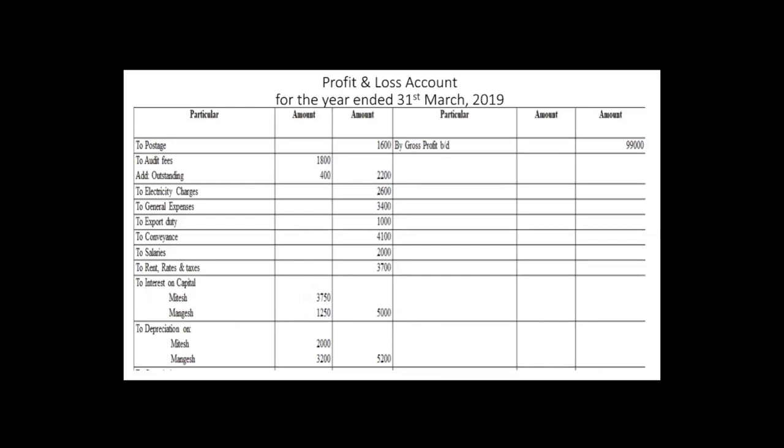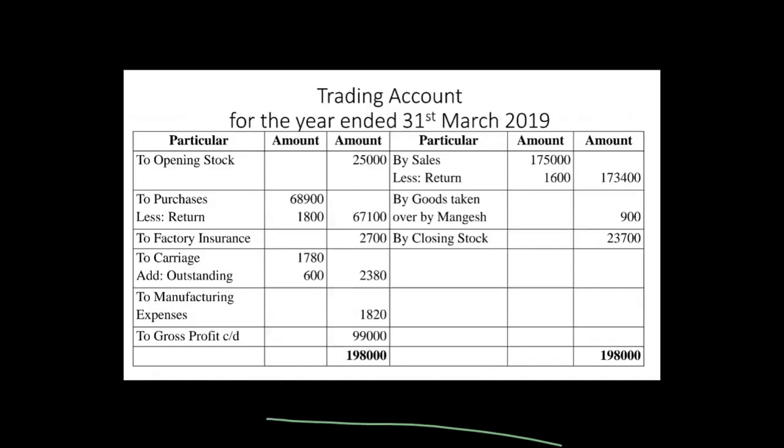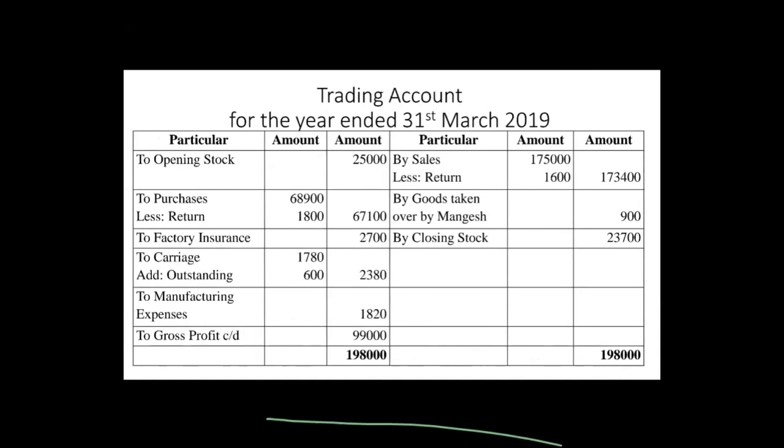Then the next adjustment is goods of 900 were taken by Mangesh for his personal use. Okay, goods taken. What has Mangesh done with the goods? Mangesh has taken goods, which is of rupees 900. Okay, so whenever a partner takes away the goods, from where will he take them? He will take them from the factory. That's why it is recorded. The first effect is recorded on the trading account's credit side. Where will it be recorded? On the trading account's credit side.